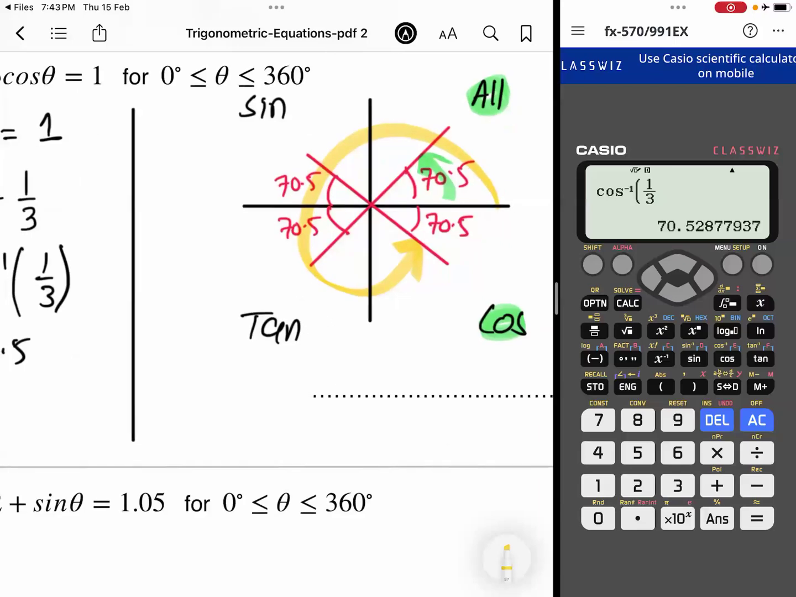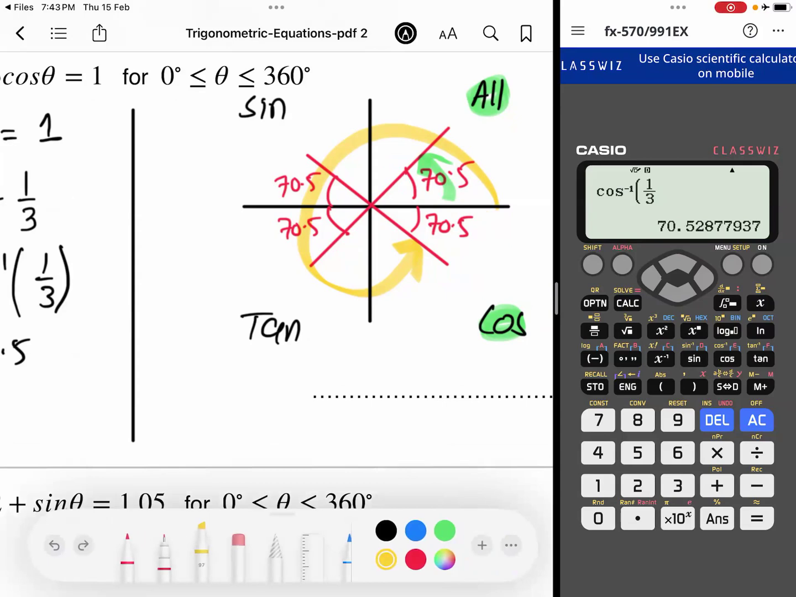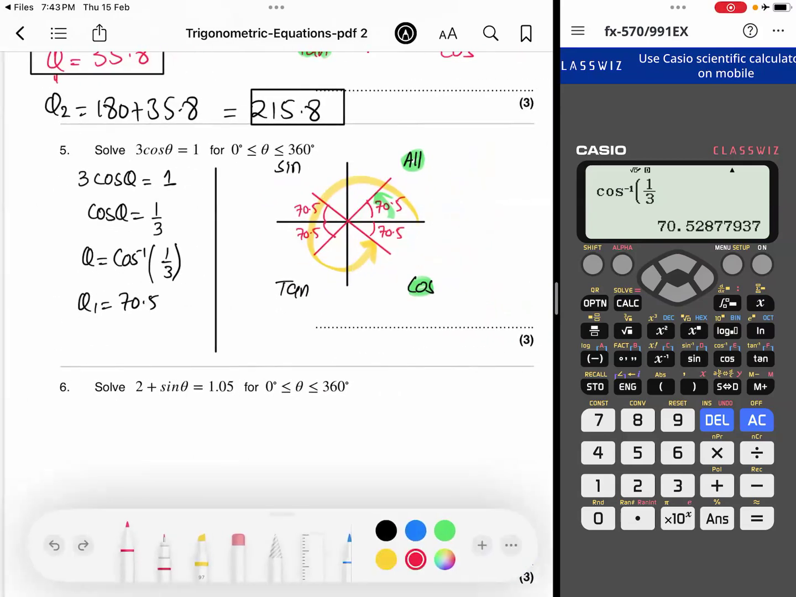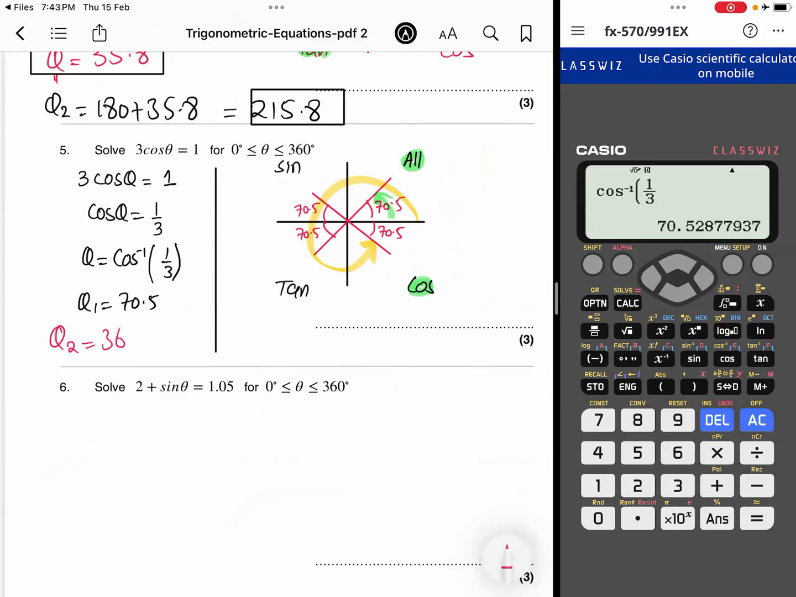Yes, we know sir that total angle is 360. So if I subtract this 70.5, I can get this angle. Yes or no? So theta 2 would be 360 minus 70.5. So 360 minus 70.5, and the answer is 289.5. Theta 2 is 289.5. Understood everybody? Yes, sir.